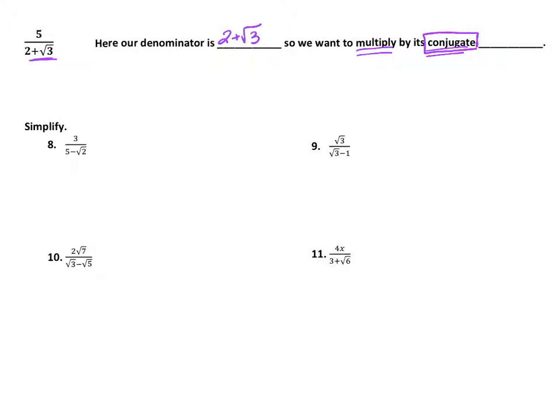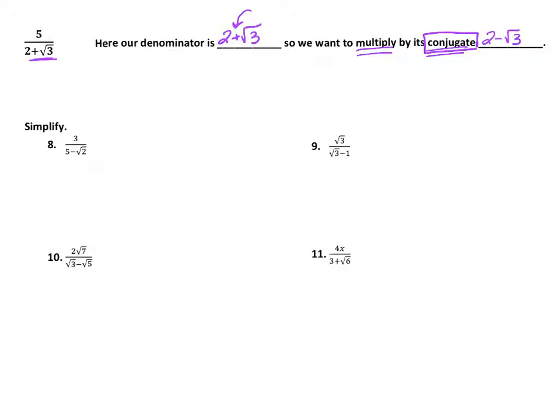Well, the conjugate is the same binomial. I'm just going to change whatever symbol is in between the numbers. So in this case, my conjugate is 2 minus root 3 because my original problem was addition. If my original problem was subtraction, my conjugate would be addition. So how this works is if I multiply by the conjugate, what's going to happen is my radicals are going to subtract in my denominator. I'll show you what I mean in example 8.